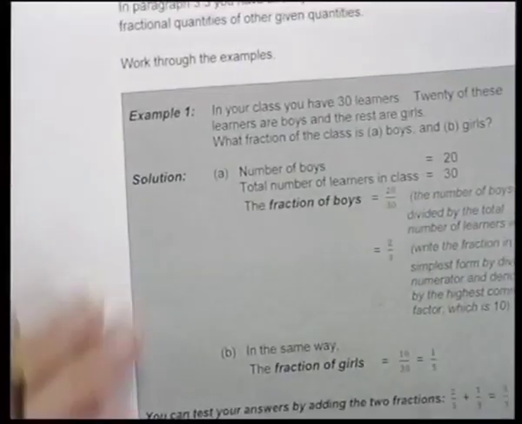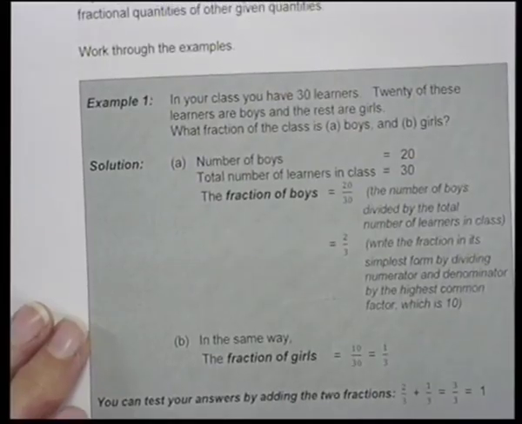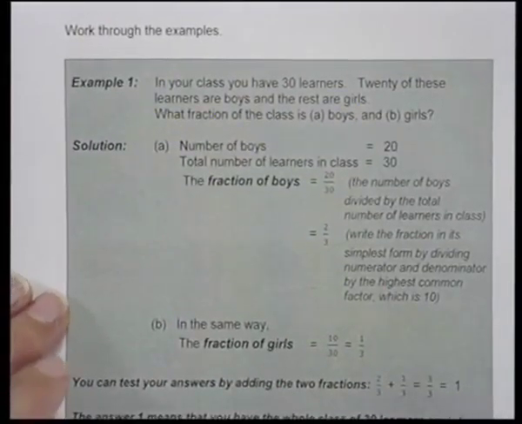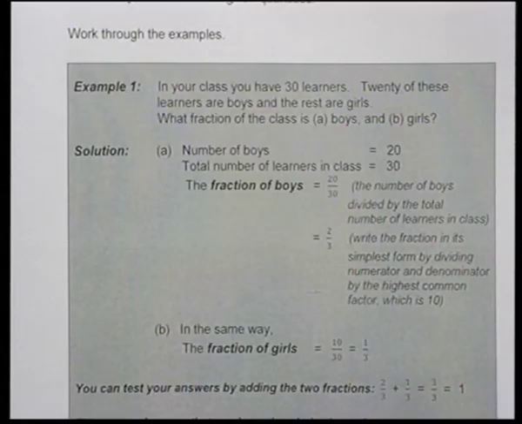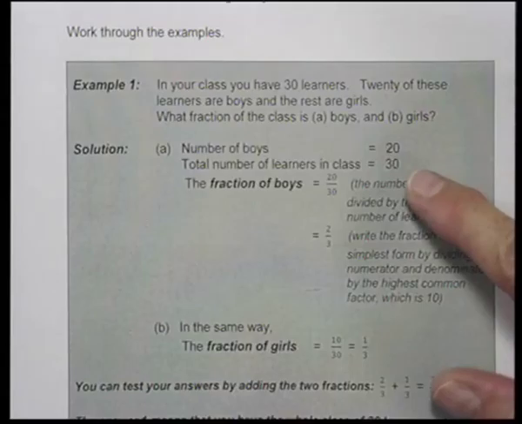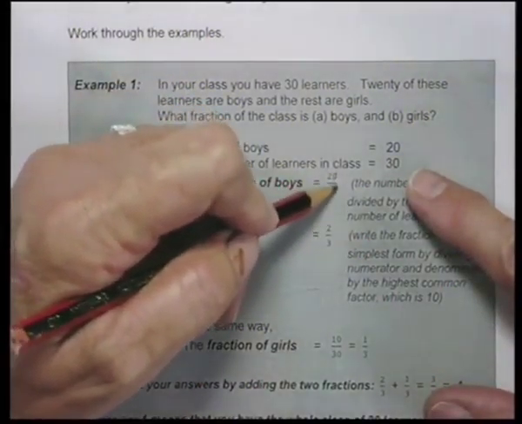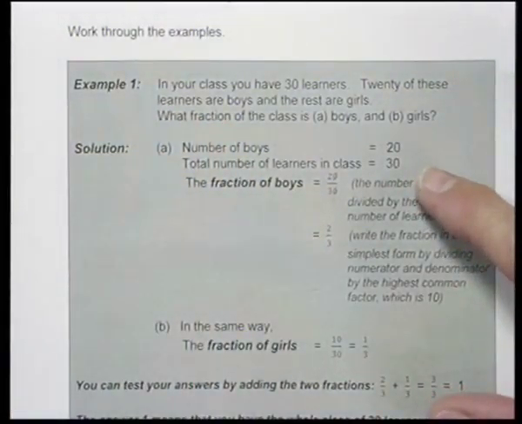Okay, there are some more examples of what we can do. If we look at this one, how to express one quantity as a fraction of another quantity. The example, in your class you have 30 learners. 20 of these learners are boys and the rest are girls. What fraction of the class is boys? And B, what are the girls? So the number of the boys are 20 out of the 30. So simplify 20 out of 30. We can cancel the zeros, so it's 2/3.